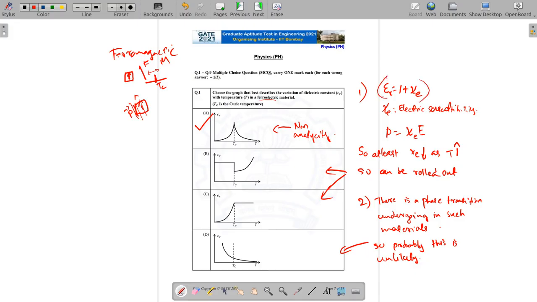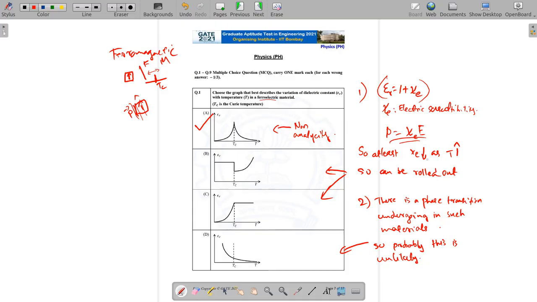We learned that the relative permittivity, the dielectric constant epsilon r, is given by 1 plus chi e, where chi e is the electric susceptibility of the material, such that P is polarization, E is electric field, and P equals chi e times E. So these are linear dielectrics. So chi e is called the electric susceptibility. If you know chi e, then you can get epsilon r.